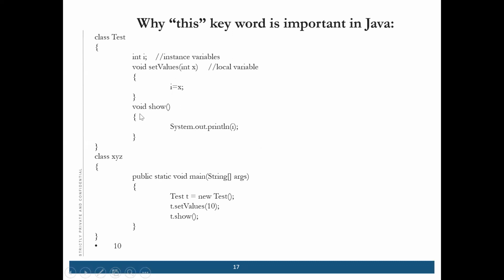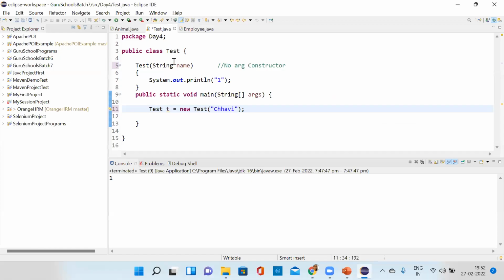And we are printing here whatever is the value of i, because we have already done this. But what I wanted to show is, if the variable here and here is the same, then what will happen? This is a simple program. I will show you in Eclipse also.